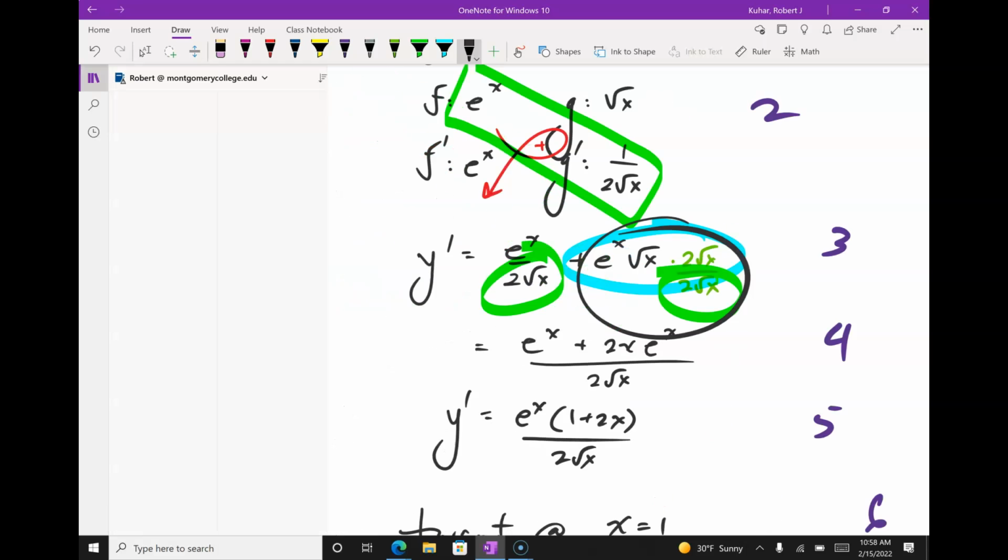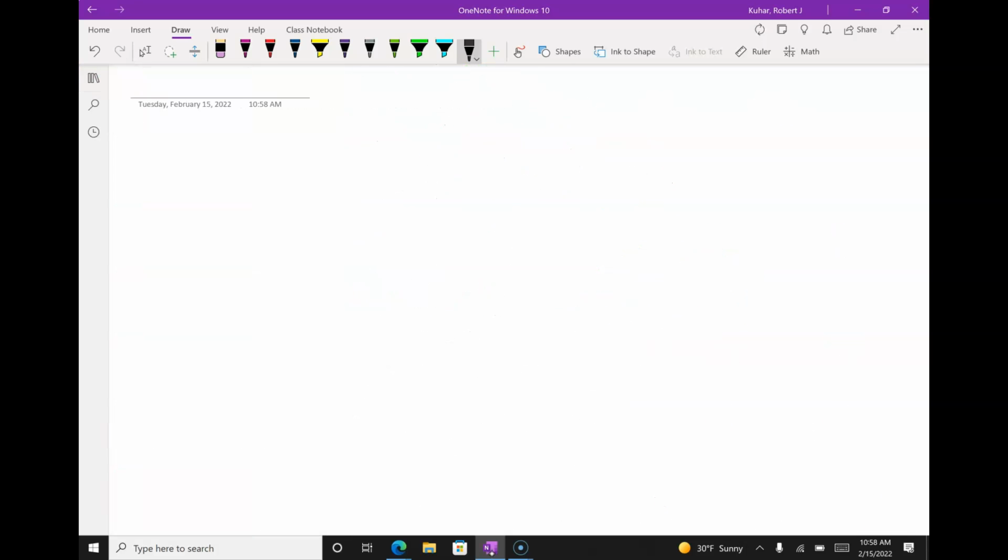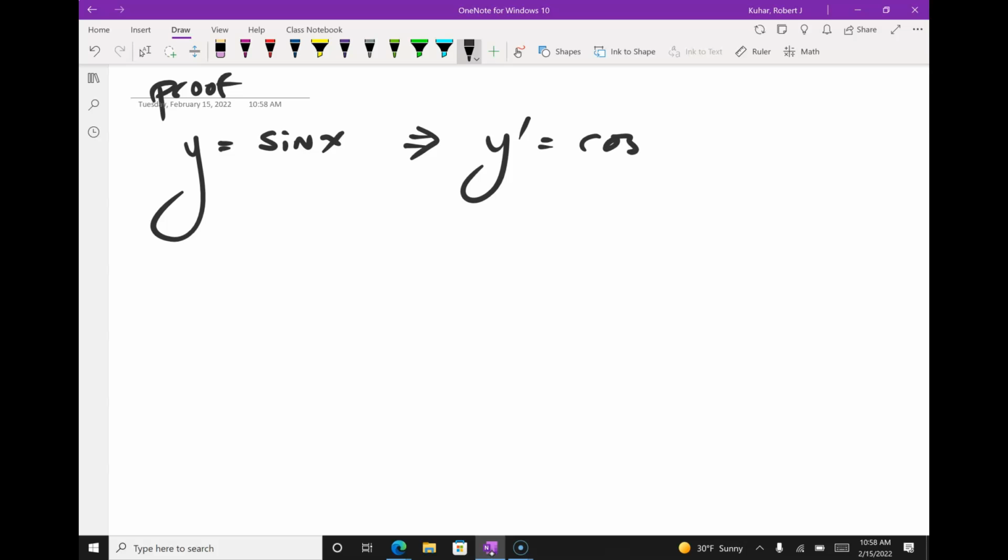I want to look at a quick proof of y equals sine of x implies y prime is cos of x. So we're going to prove this real quick because we have everything we need to prove this. We're ready to prove this. In fact, we were ready last week.